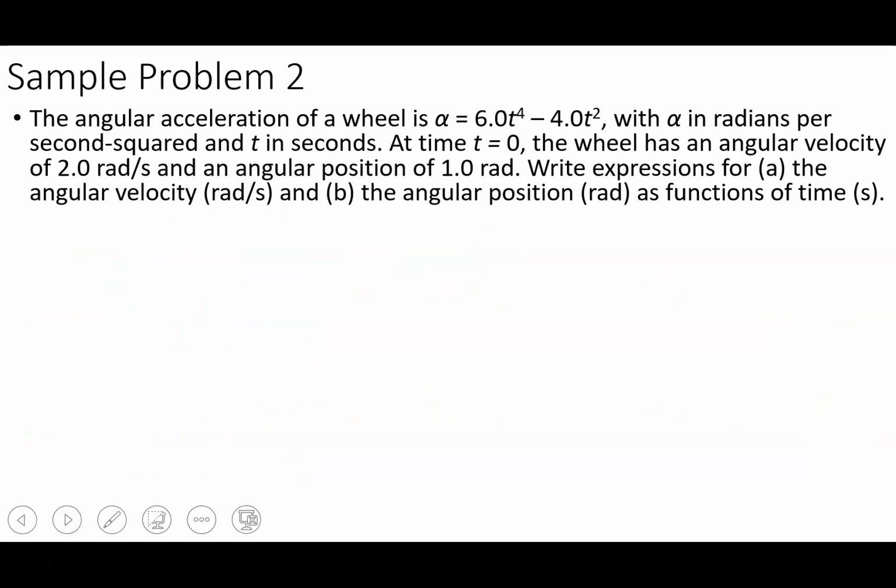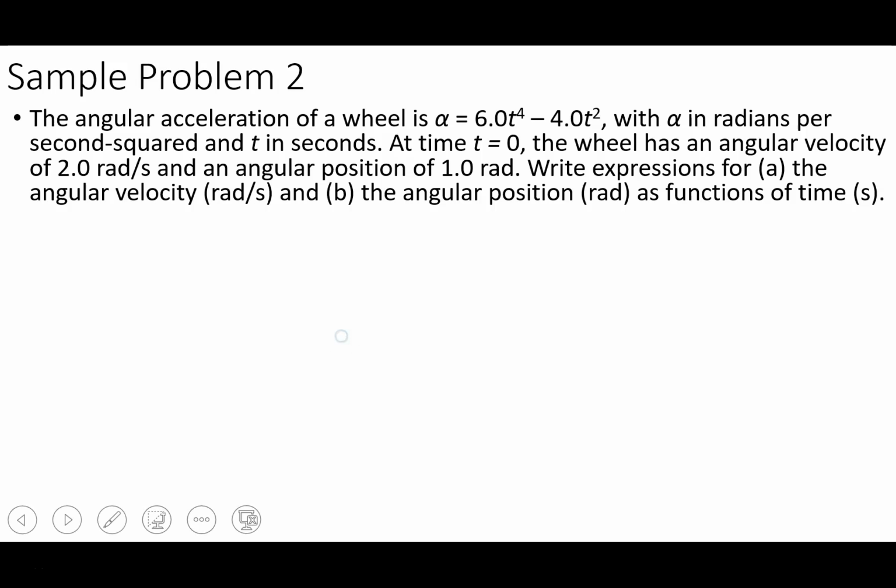Our second sample problem involves some integration. So we have the angular acceleration of a wheel is alpha equals 6t to the fourth minus 4t squared, with alpha in radians per second squared and t in seconds. At time t equals 0, the wheel has an angular velocity of 2 radians per second and an angular position of 1 radian. We want an expression for the angular velocity and the angular position as functions of time.